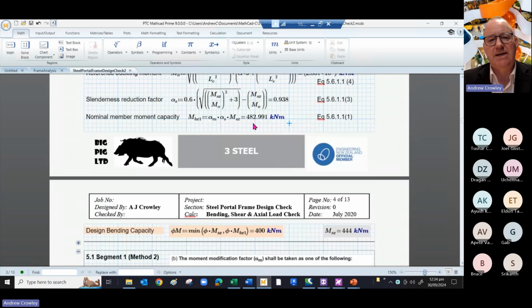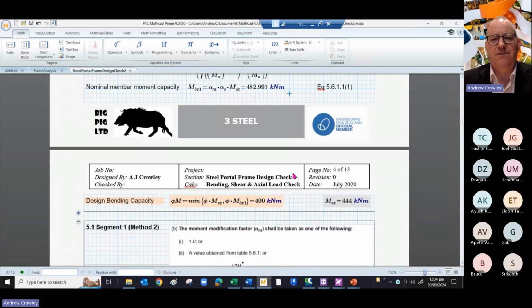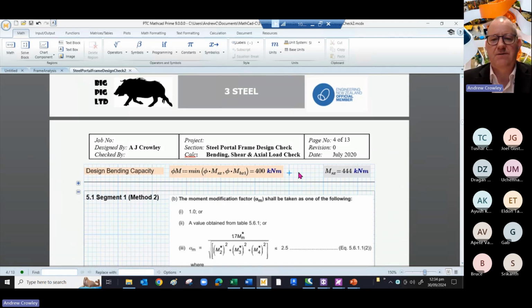Now, that's actually bigger than the section capacity. And if you remember Euler buckling, you'll notice that the strut curve actually goes up way past the yield capacity and never actually reaches the y-axis of that Euler buckling diagram. So we take the minimum value of the buckling moment or the section capacity moment. And so we're looking at a design bending capacity of 400.